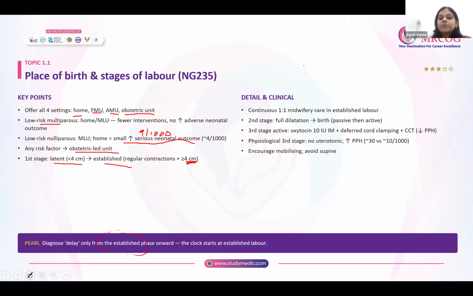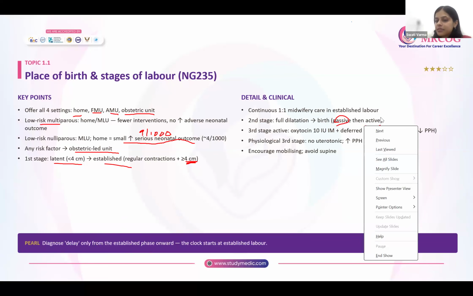Please do remember this. Then what happens when she lands up in established labor? Start giving her continuous 1:1 midwifery care. Now, this was up till first stage of labor. What about second stage? Second stage starts as soon as she becomes fully dilated and lasts up till birth of the baby. Second stage again is divided into passive and active.